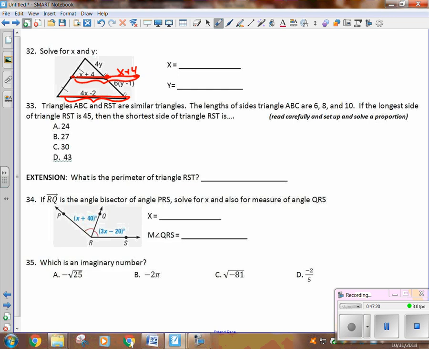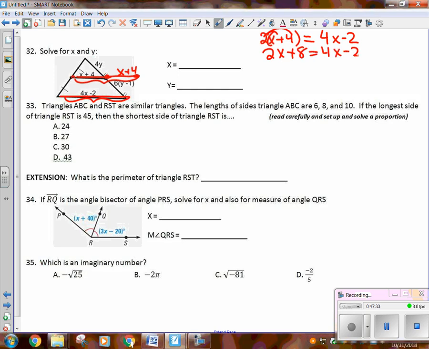So basically to solve, I have to take x plus 4 and double it. And that would be as much as the bottom one, 4x minus 2. Multiply, multiply: 2x plus 8 equals 4x minus 2. I'm going to bring 2x over here and subtract 2x. I'm going to bring minus 2 over here and add 2. I get 10 is equal to 2x. x is equal to 5.